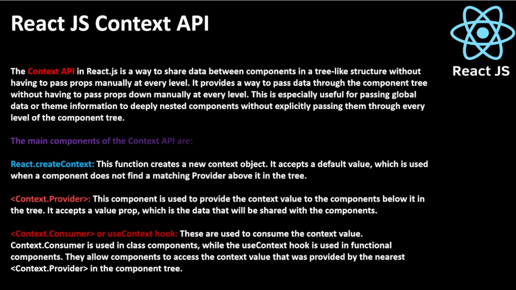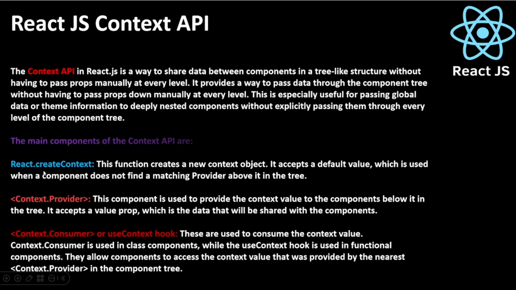Context API in React.js is a way to share data between components in a tree-like structure without having to pass the props manually at every level. As I mentioned prior, there is no need to pass the props in manually, guys. Just by using the context API, the provider and consumer, you can provide the value and consume the value. It provides a way to pass the data through the component tree without passing props down manually at every level. This is especially useful for passing global data or theme information to deeply nested components without explicitly passing them through every level of the component tree.